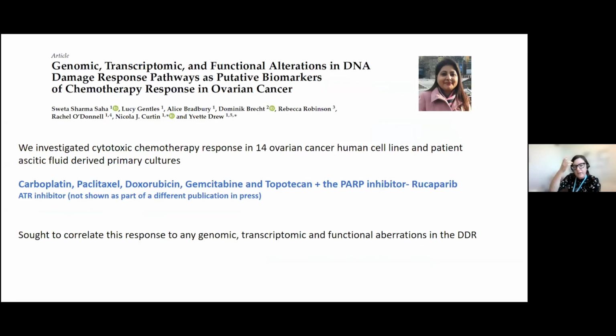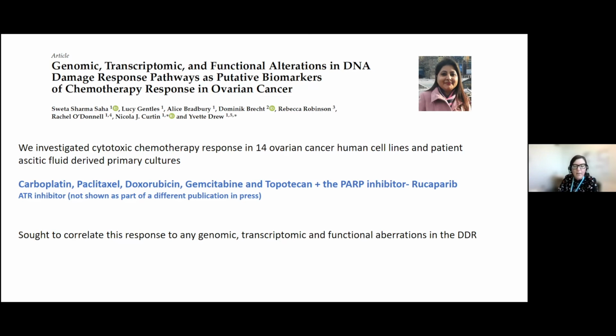And so this is some data that we have been generating over the last 2 years in Newcastle as part of a bigger preclinical project. But this is just data in cell lines and primary patient derived cultures, looking at chemotherapy response to the common ovarian cancer chemos that we give: carboplatin, paclitaxel, doxorubicin, gemcitabine and topotecan in high-grade serous ovarian cancer and non-high-grade serous ovarian cancers.